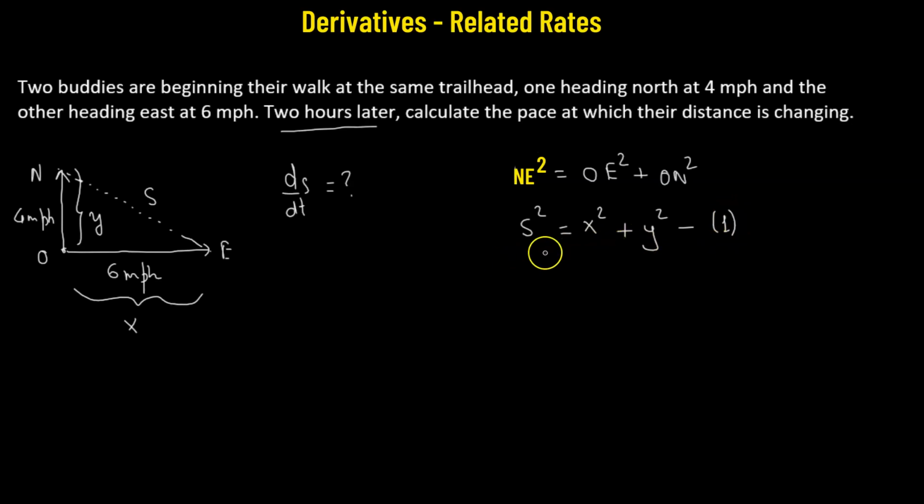Now what we'll do, we'll take the derivative of both sides with respect to time t. So the derivative of s squared, use the power rule to give us 2s, but s has to be multiplied.